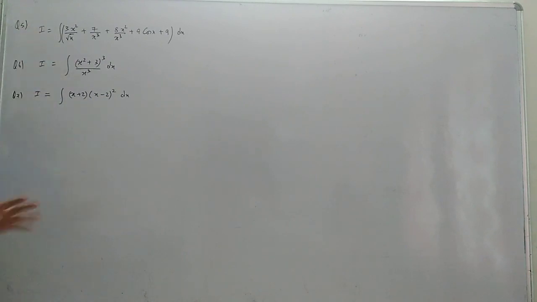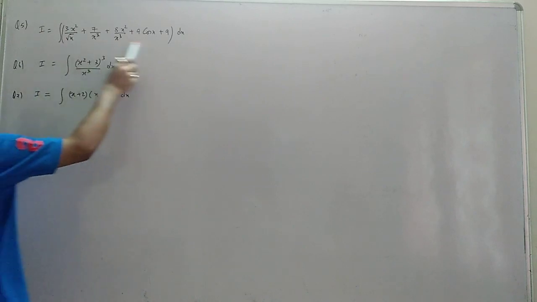Question number 7. I equals to integration x plus 2 bracket again bracket x minus 2 whole square dx. These are the 3 questions which you have to do as a homework, and I will not make any videos for solution of these things. Okay, if you are not able to do it, you ask me in WhatsApp, I will give you the solution there only. Okay, I will solve it for you. But let's give you a small hint.